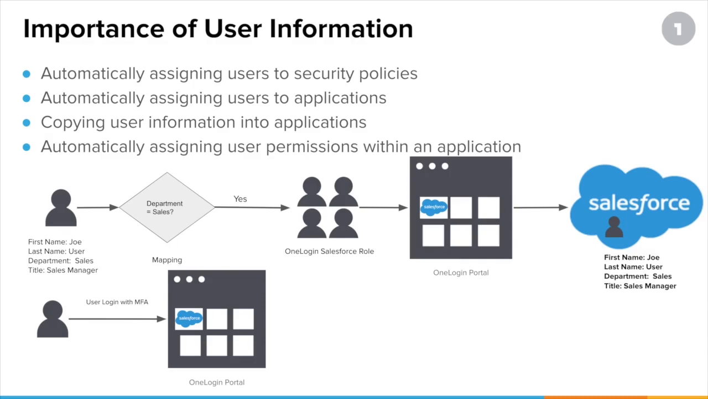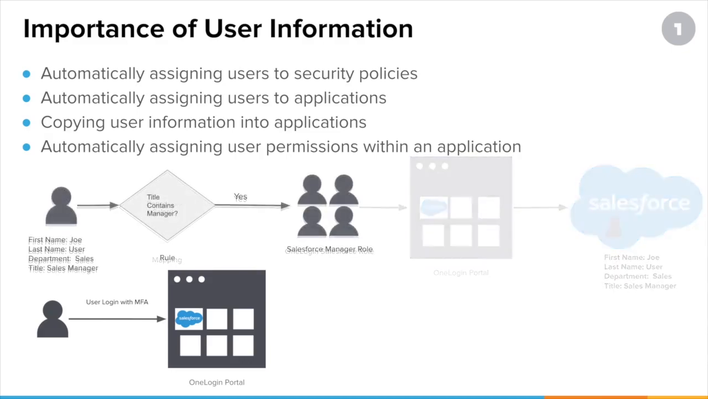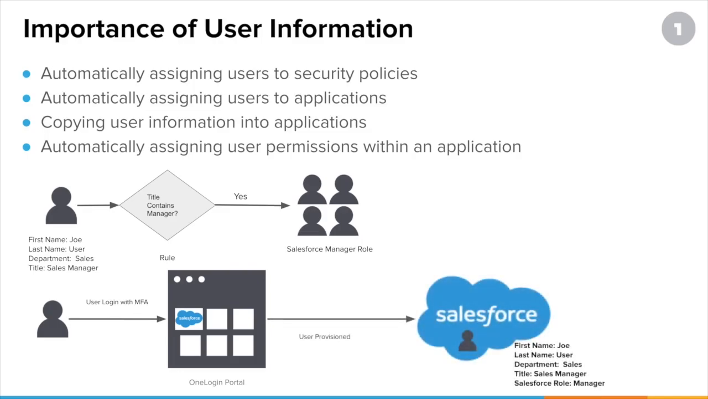We can say if the user's job title contains manager, we want them in the Salesforce manager role within Salesforce. We then use what are called rules to do this type of automation. We'll talk more about these mappings and rules later on in this course.